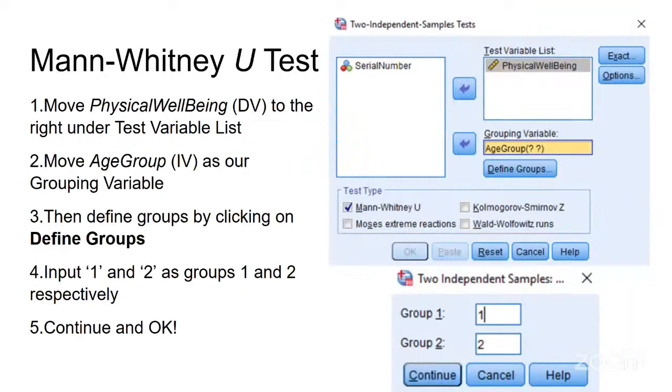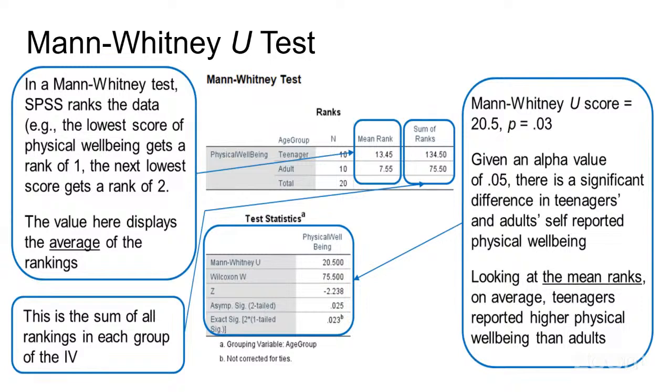Here is the Mann-Whitney test. Here, physical well-being is the dependent variable, and the age group is the independent variable. Age group will be categorized. So it is written that 1 and 2 are the two groups of the age. That is your independent variable. Next.